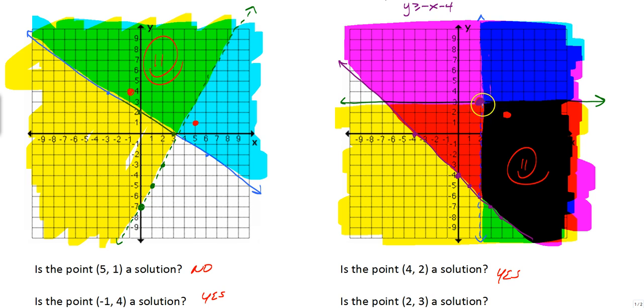Is (2, 3) a solution? The answer is no, because it's on the intersection of a dashed line. If both of those were solid, the answer would be yes. But since it's on the intersection with a dashed line, the answer would actually be no. Okay? So that's graphing a system of inequalities.